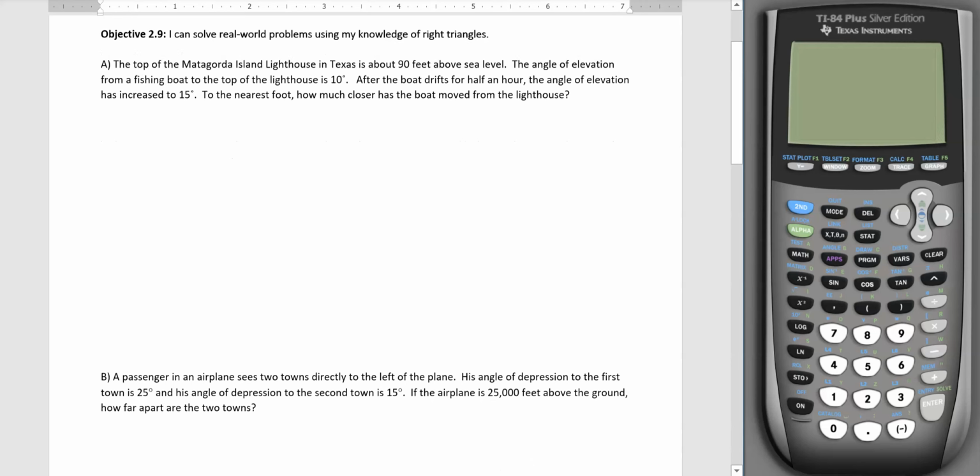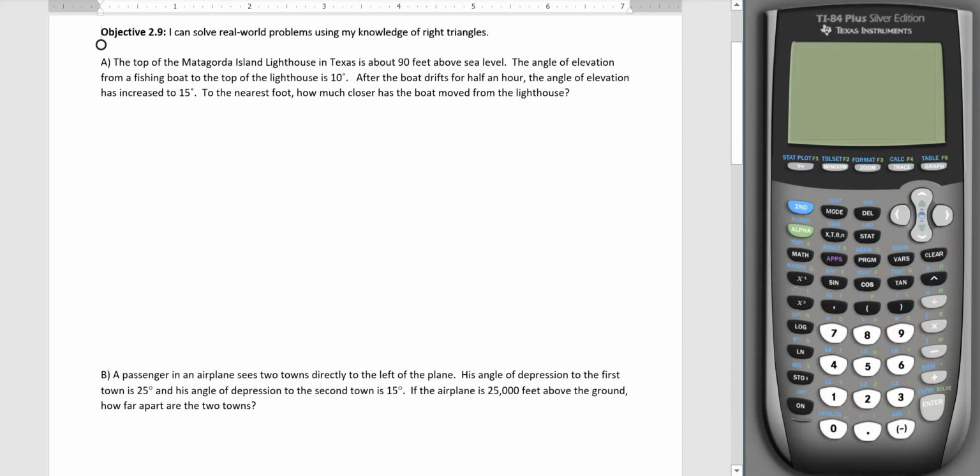All right. Letter A. The top of the Matagorda Island Lighthouse in Texas is about 90 feet above sea level. The angle of elevation from a fishing boat to the top of the lighthouse is 10 degrees. After the boat drifts for half an hour, the angle is 15 degrees. To the nearest foot, how much closer has the boat moved from the lighthouse? Oh, I love this problem.